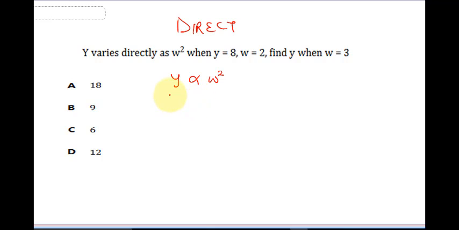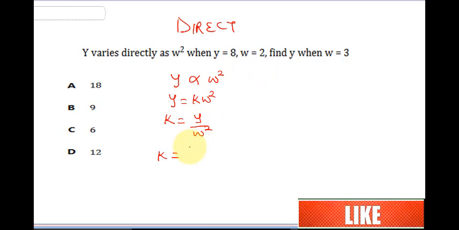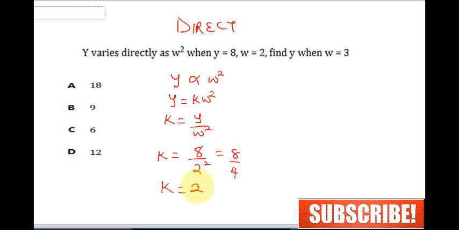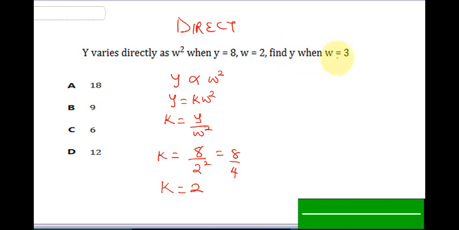Now, when you have something like this, you have to get your constant. y will be what? k w squared. Now, making k the subject of the formula, you have k to be what? y over w squared. That means k is going to be, now it says when y is 8, w is equal to 2. So this is going to be 8 over 2 squared. That is going to give us 8 over 4. And our k is going to give us what? 2.